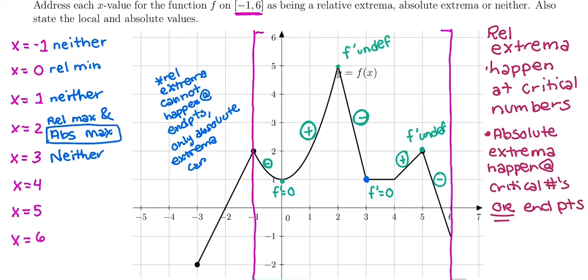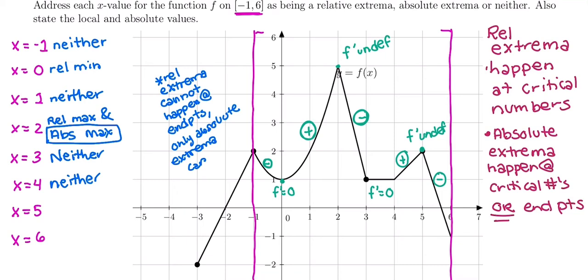Moving over to x is 4. Again, we have a sign change, but it's a 0 derivative to a positive derivative. That doesn't match the change we need. We need negative to positive or positive to negative, so that x value is also going to be neither an absolute max, absolute min, or relative max and relative min.